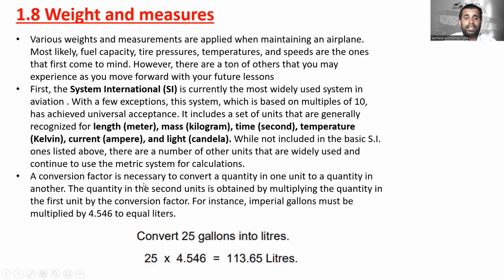So a conversion factor is necessary to convert a quantity in one unit to a quantity in another. The quantity in the second unit is obtained by multiplying the quantity in the first unit by the conversion factor. For instance, imperial gallons must be multiplied by 4.546 to equal liters, right? So convert 25 gallons into liters. Then we have to multiply 25 by 4.546. Then the answer is 113.65 liters.